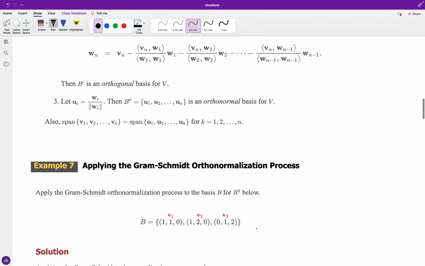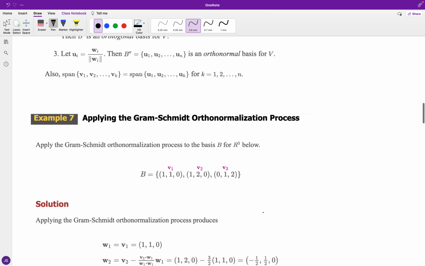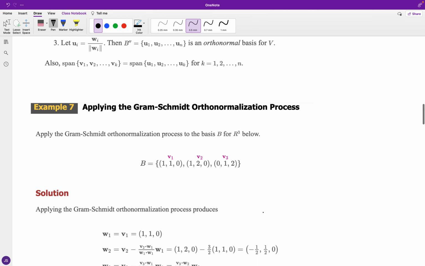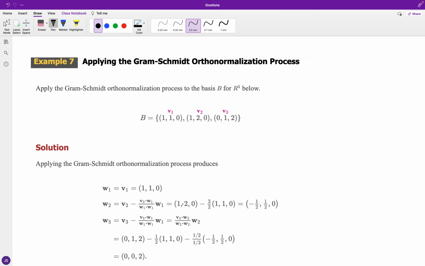Say we have the set B consisting of (1, 1, 0), (1, 2, 0), (0, 1, 2). If you notice, we don't have unit vectors throughout. So let's form both an orthogonal and an orthonormal basis by applying the Gram-Schmidt procedure. For W sub 1, that's going to be V sub 1.